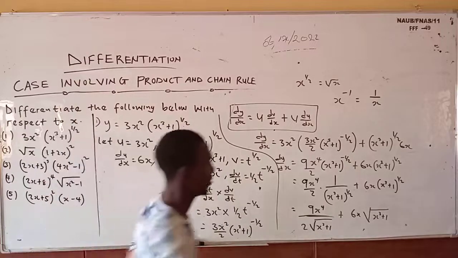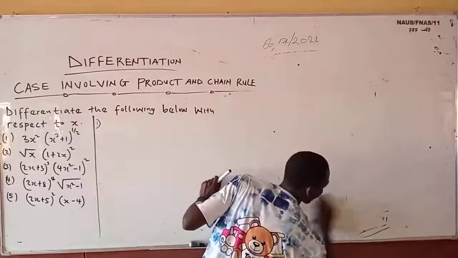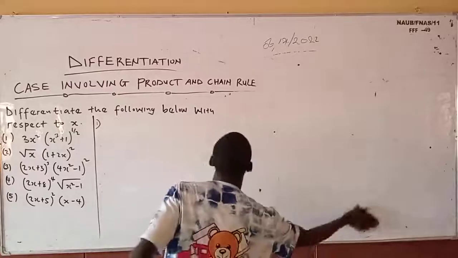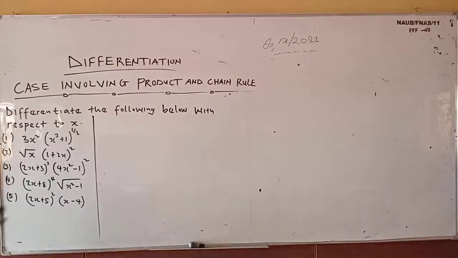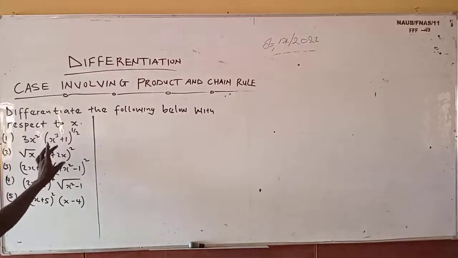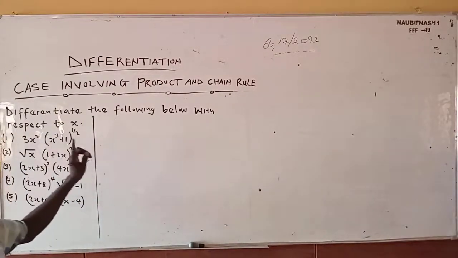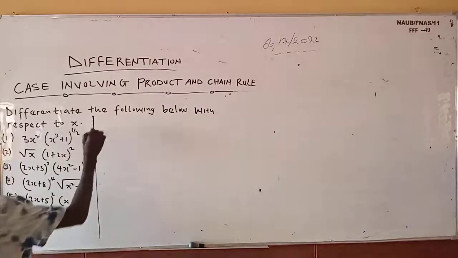You can stop here. So let's move to question number 2. Okay, so question number 2 now. Let's go with question number 2. Now, this question number 2, I'm going to be showing you a trick now, how to differentiate that chain rule. I'm going to be showing you a trick so you can learn from here also.